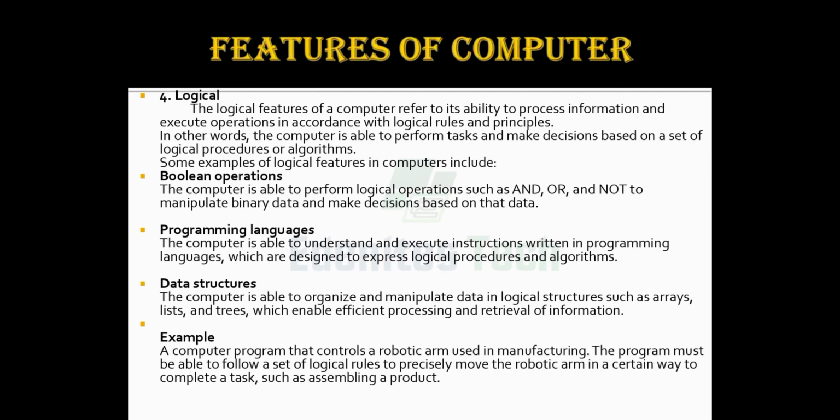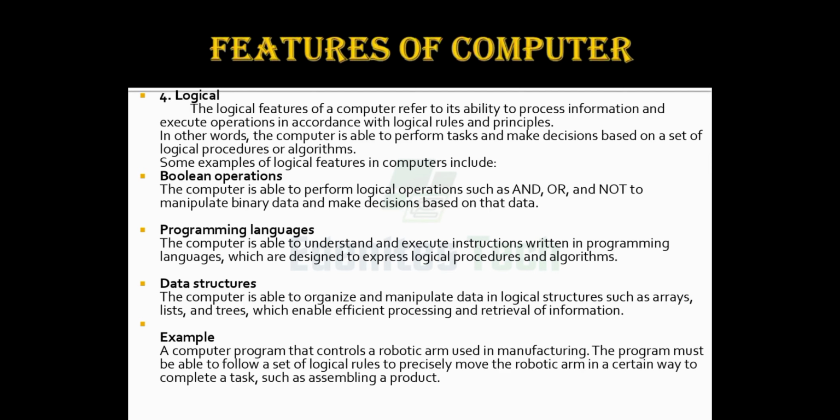For Boolean operations, the computer is able to perform logical operations such as AND, OR, and NOT to manipulate binary data and make decisions based on the data. For programming languages, the computer is able to understand and execute instructions written in programming languages, which are designed to express logical procedures and algorithms. For data structures, the computer is able to organize and manipulate data in logical structures such as arrays, lists, and trees, which enable efficient processing and retrieval of information.